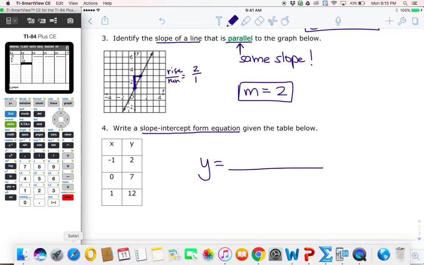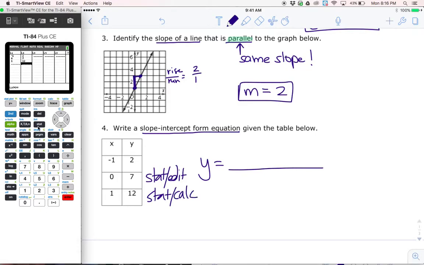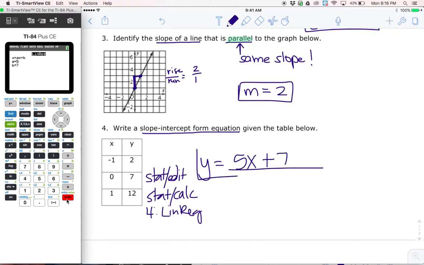Okay, so we did the stat edit steps. Next, we're going to go to stat calc. So I'm going to go back over to the stat and go over to calc. And then we want to choose option 4, which is a linear regression, right? Linreg. And click enter till we get calculate. And there's my equation. So A goes with x. We've got y equals 5x and then a positive 7. And that's my equation. So stat edit just gives you that answer.